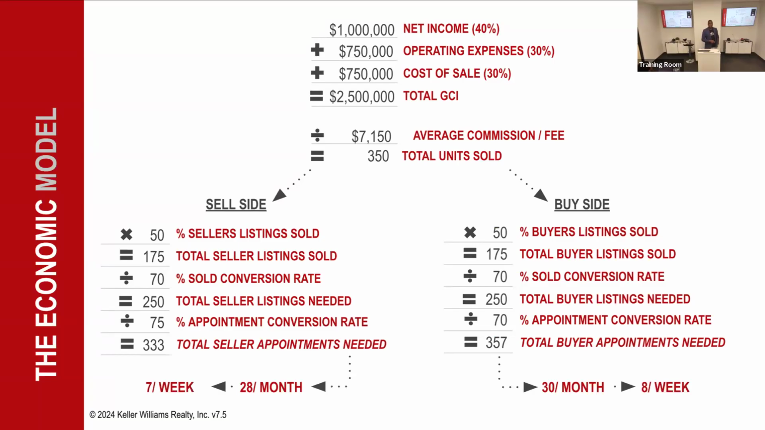All right, so 30 buyer appointments a month, 8 a week, 28 a month on the list side, 7 a week, 1 a day. It's plausible, it's doable. Roy, at the height of your business, you were an appointment a day.